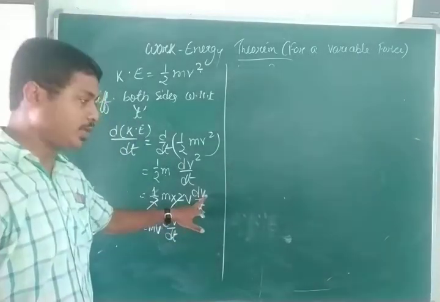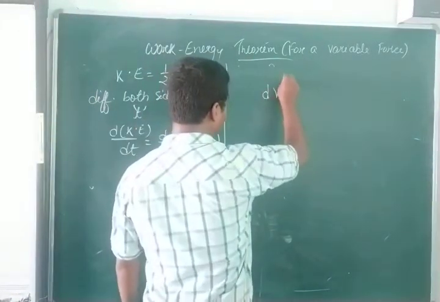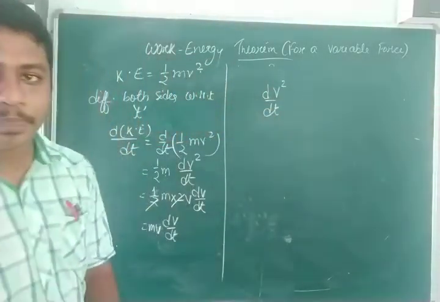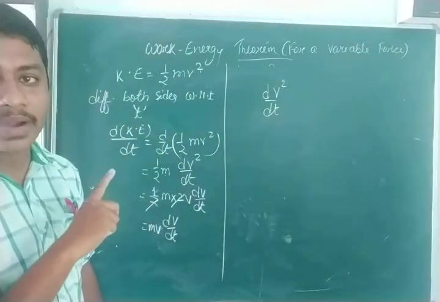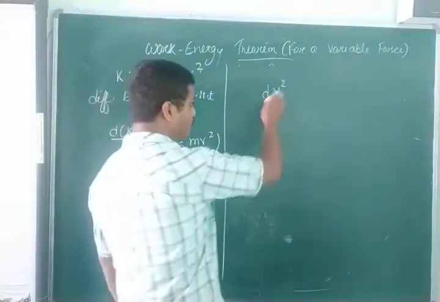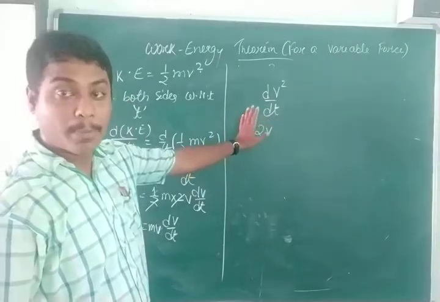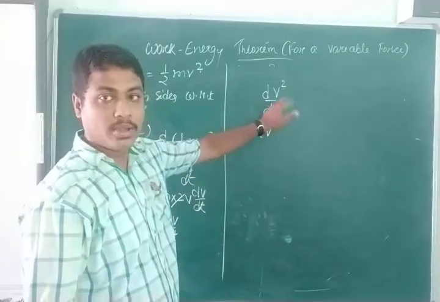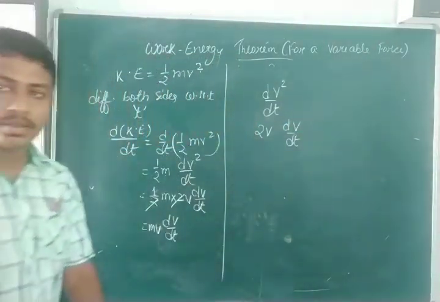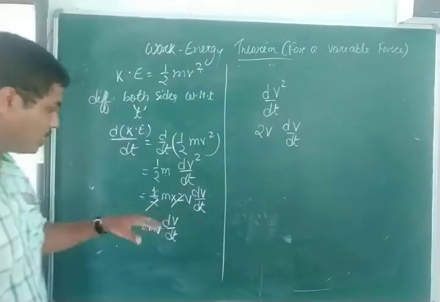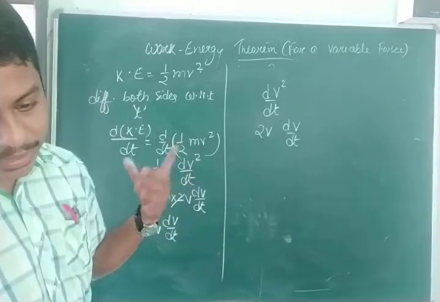Because here your variable is v, it is not t. For dv square by dt, this v square is depending on t, but the variable is not directly given as t. So if you differentiate it, you get 2v, but since the variable is not t, you have to differentiate the variable again, so it will be dv by dt. Therefore you can see 2v dv by dt. The 2 gets cancelled, so it will be mv dv by dt.